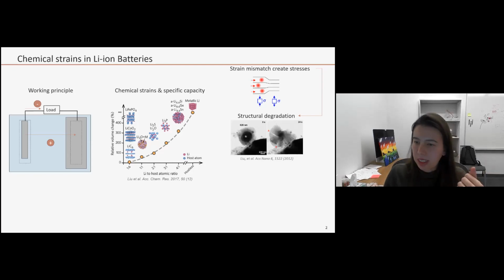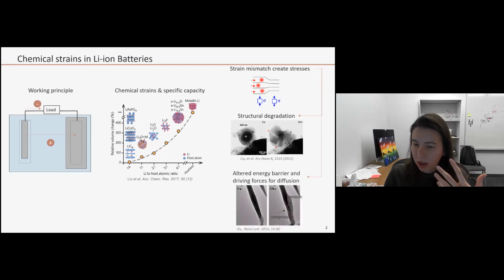So this is one thing that can happen, but another, much more fundamental aspect of the effect of mechanics on the chemistry of the battery is that stresses, the strain energy, will regulate the energy barriers and the driving forces for the reaction, charge transfer, and diffusion in those systems.